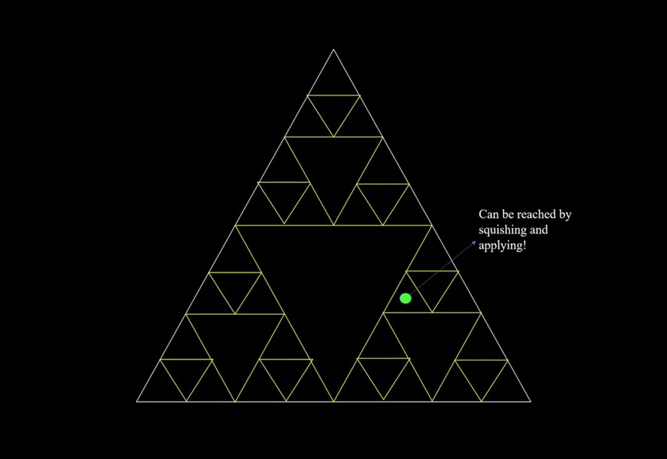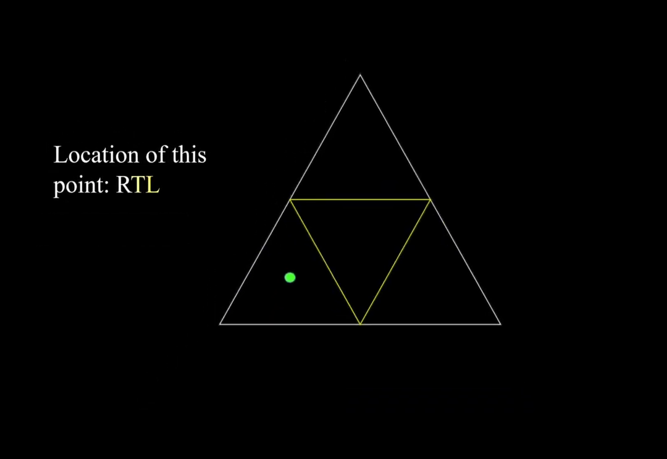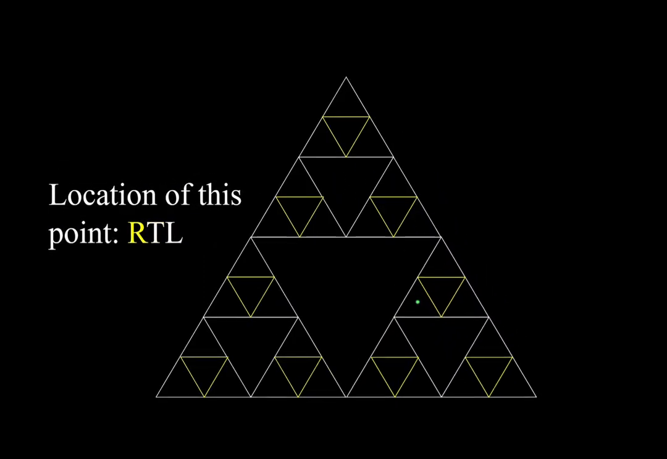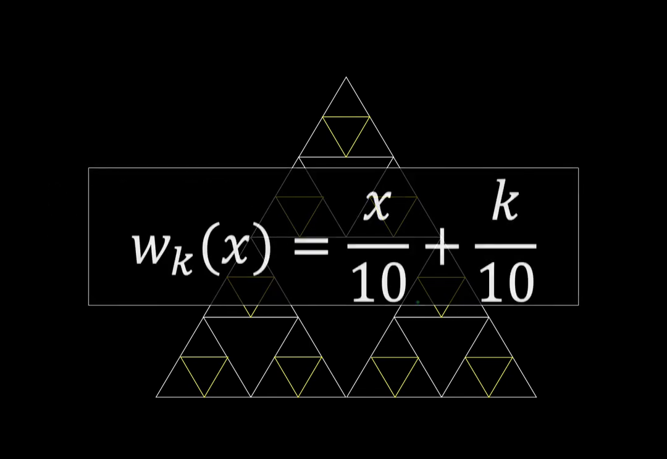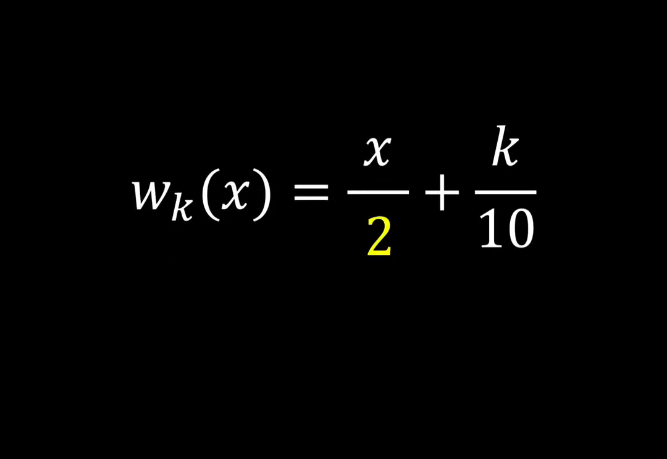Just like the ruler example, this point can be reached by squishing and applying the Sierpinski triangle. This point is located at right, top, left, right? Well, we can take the Sierpinski triangle, scale it down, and choose a side to go to. This process will be repeated until we reach the point itself. However, this time we need to redefine the squish and apply function into something that's more relevant. So let's replace the 10 here with a 2.